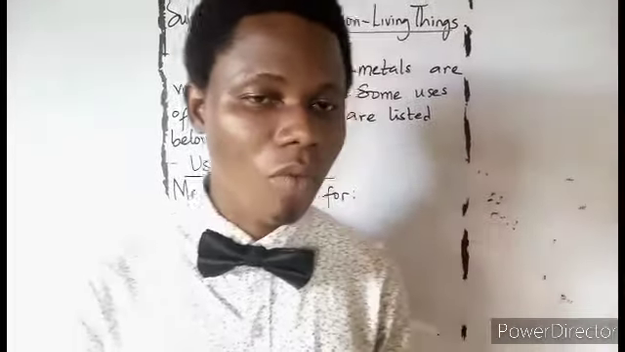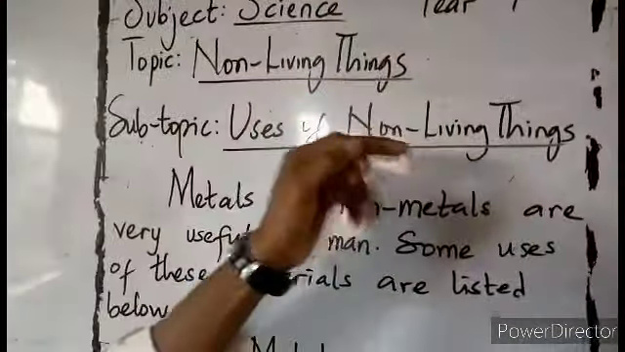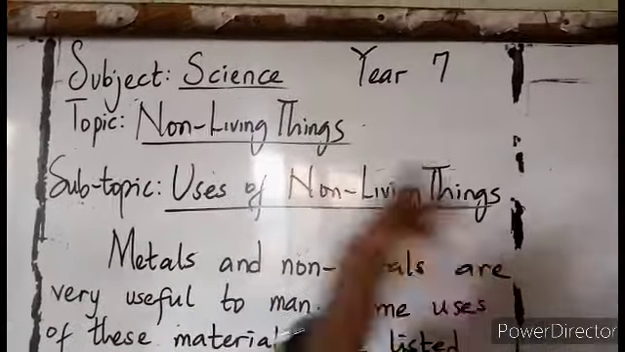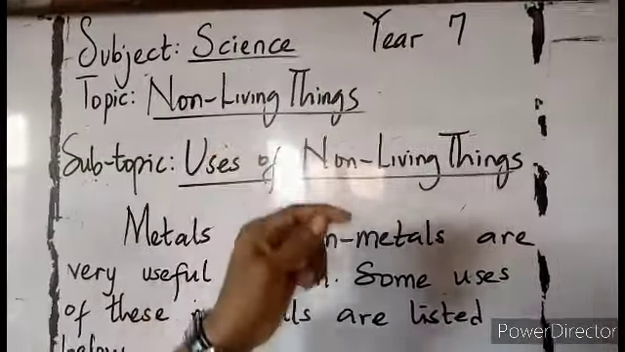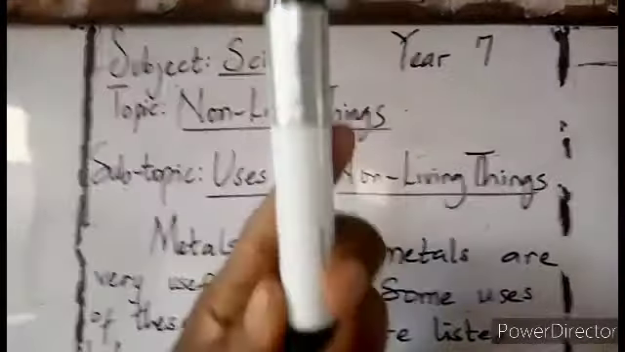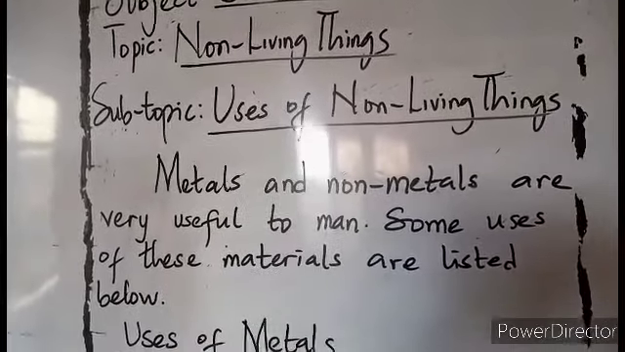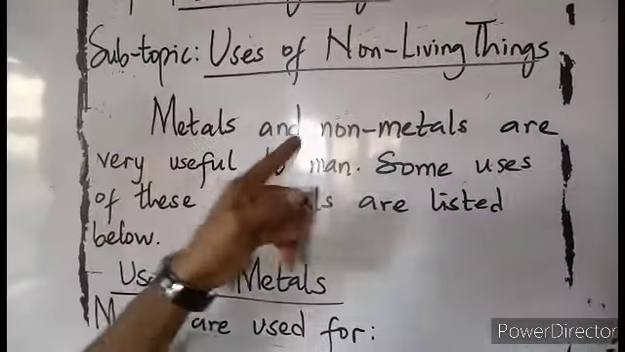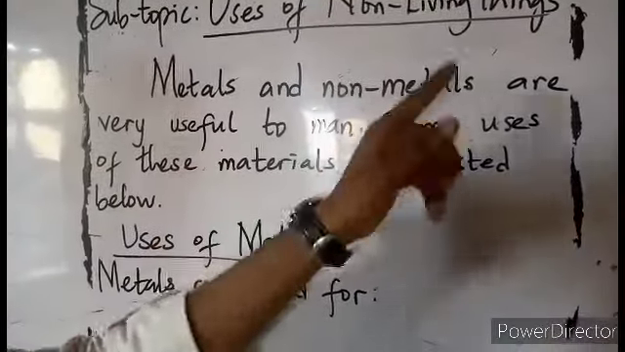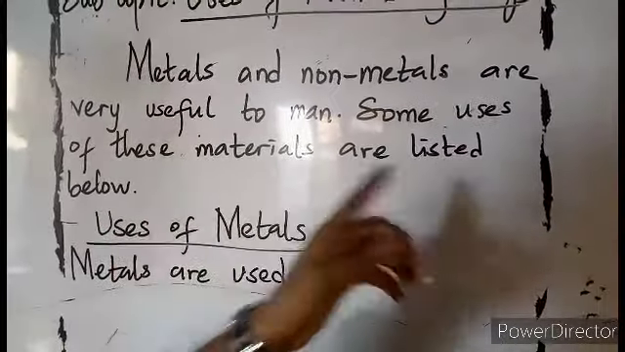Now let's come with me. We have the topic non-living things continued, and this is the last arm under this topic. Uses of non-living things in our environment. Of course, this board I'm using to teach you is non-living. The marker is non-living. Some other things that we have talked about, they don't have life, so they are not living. Metals and non-metals are very useful to man. Note, metals and non-metals are very useful to man. Some uses of these materials are listed below.